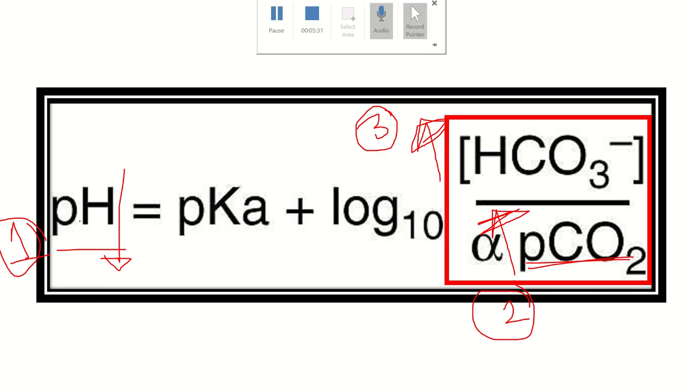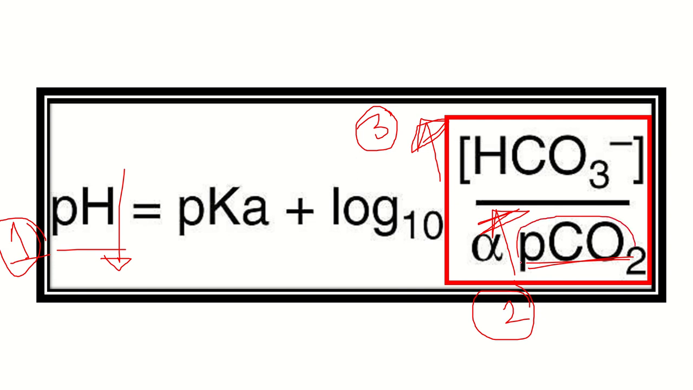Again, let's see this equation: pH is directly related to the bicarbonate and inversely related to the partial pressure of carbon dioxide. Carbon dioxide is responsible for the respiratory part, and bicarbonate level is responsible for the metabolic part. So first pH decreases, then the partial pressure of carbon dioxide, then bicarbonate. We have to follow this sequence: first pH, then partial pressure of carbon dioxide, then bicarbonate level, in case of respiratory acidosis and respiratory alkalosis also.